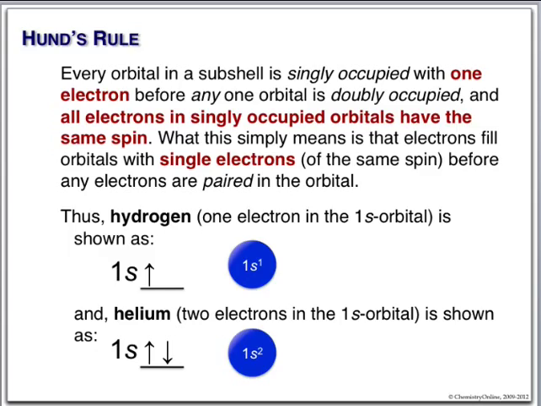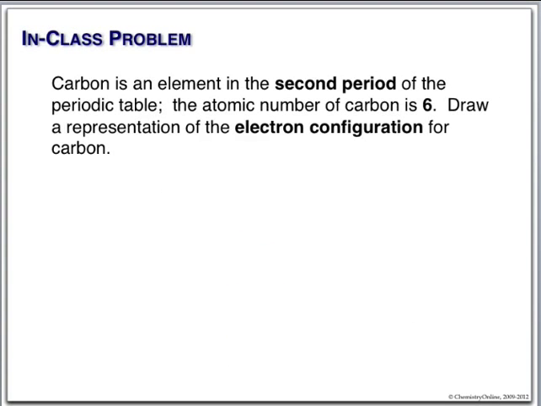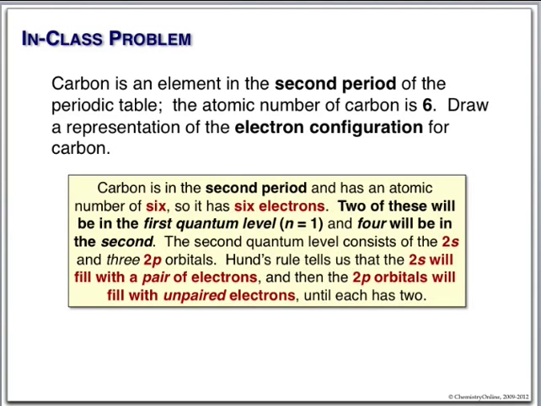Now, we are going to write configurations for very simple atoms. So let's go ahead and do one. Carbon. Carbon is over here. It's in the second period, and it has 6 protons. Okay? We're dealing with 6 electrons.